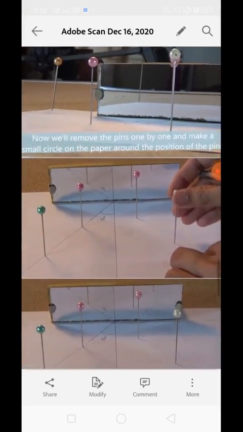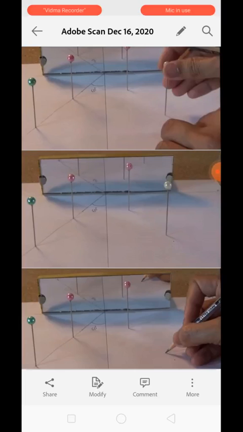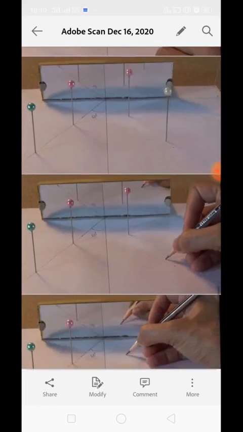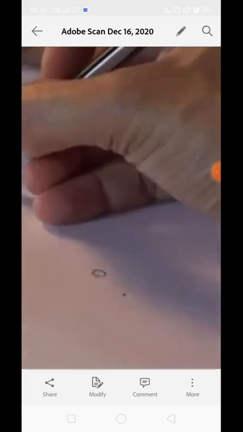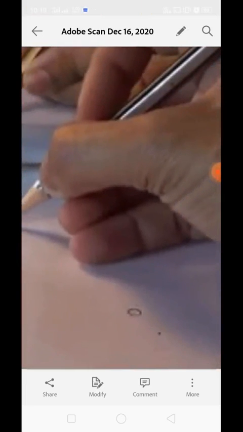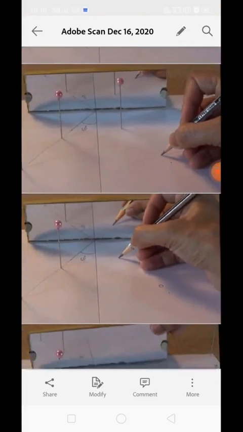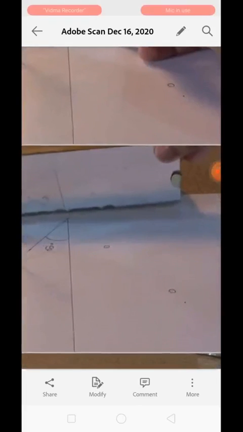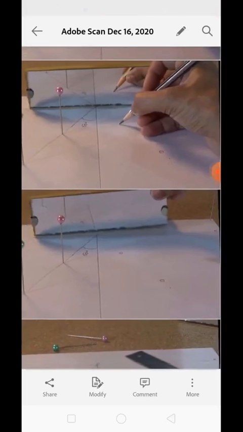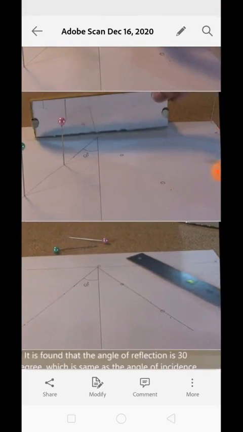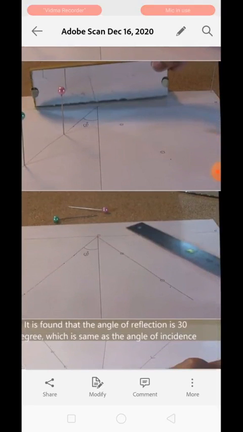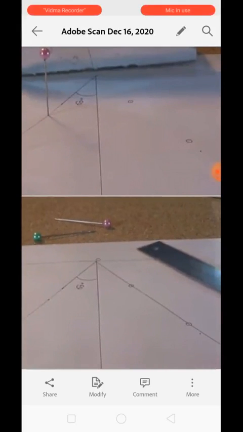Now, what we have to do next is pull the pins out and put a round mark on the place where each pin has been attached. You can see we have put a round mark with the hole made by the pin, and we are putting the second mark in the place of the third pin. Now these two points have been clearly marked, and with the help of a scale we will draw this line, which behaves as the reflected ray.